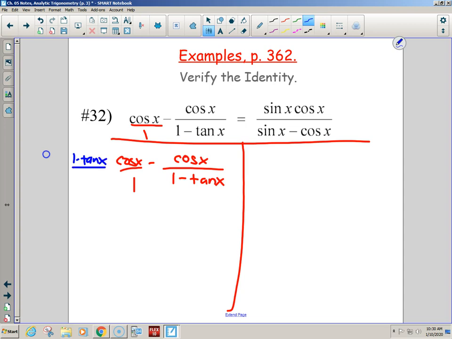Nice thing is we don't have to FOIL though, because we just get to distribute, right? I mean, FOILing is distributing, but whatever.